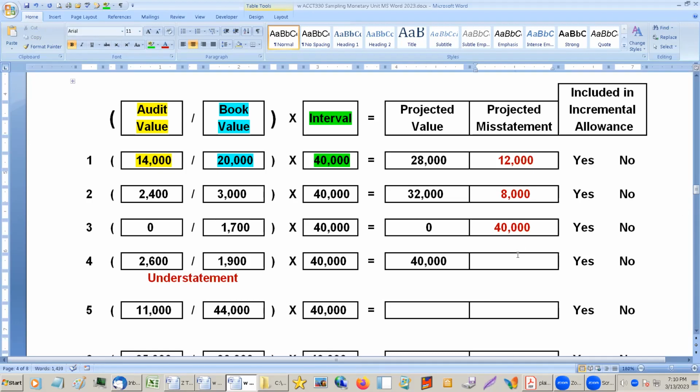This is the one that bugs me. As an auditor, you find something that's misstated, and you say, oh, no, that's not a problem. Rejected misstatement is 0. It's an understatement. We're not looking for those.